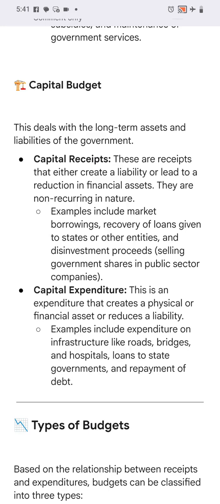Next is capital expenditure. Expenditure that creates a physical financial asset or reduces a liability. These are infrastructure expenditures like roads, bridges, hospitals, loans to state governments, and repayment of debt.